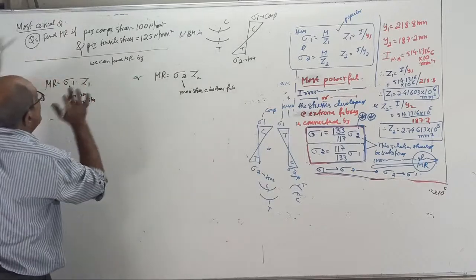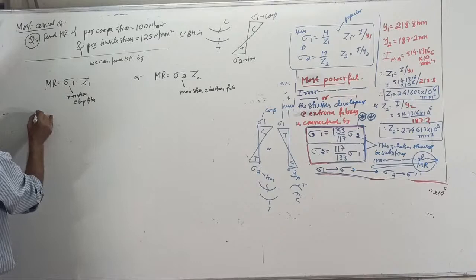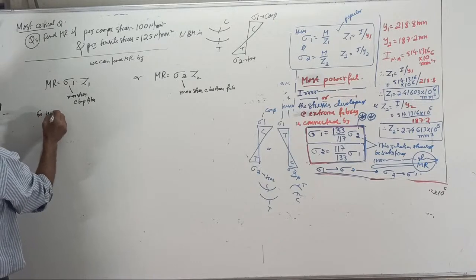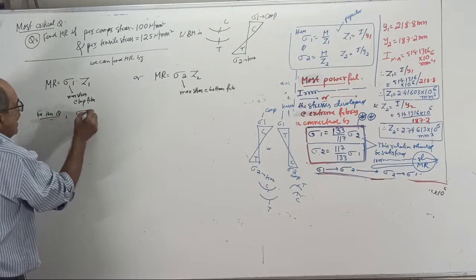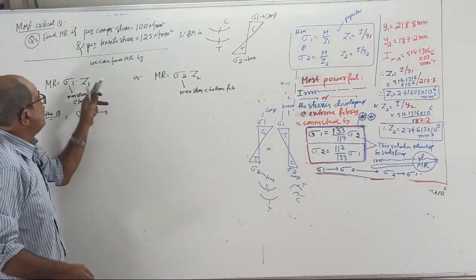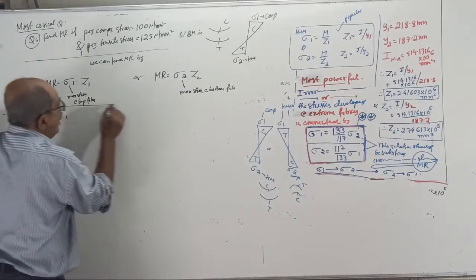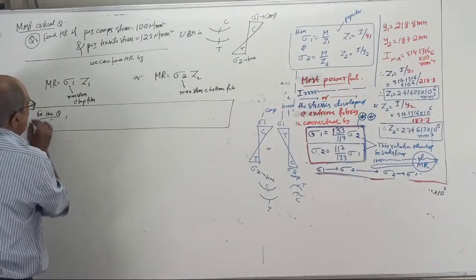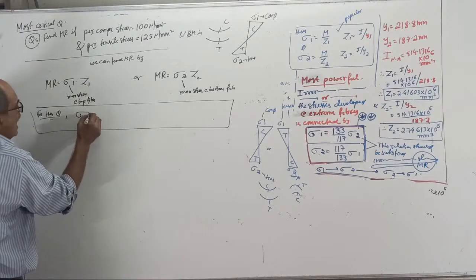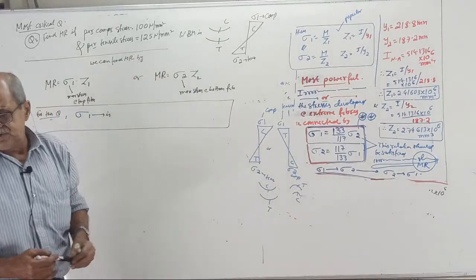Now, this question, tell me fast: is sigma 1 compression or tension? For this question, I will put a common note here, common for both. For this question, sigma 1 is what? Sagging BM is given. So sigma 1 is what?